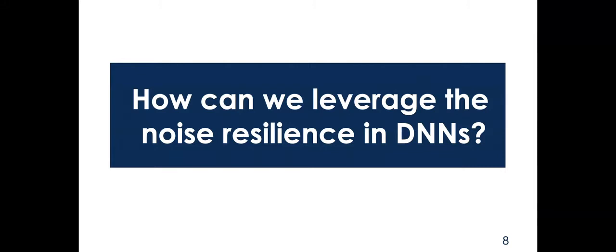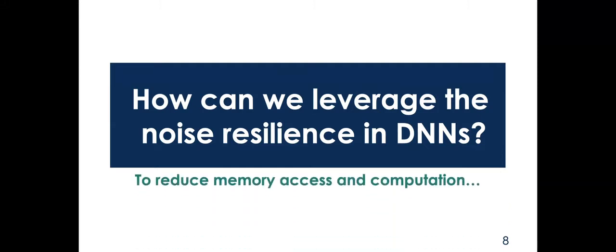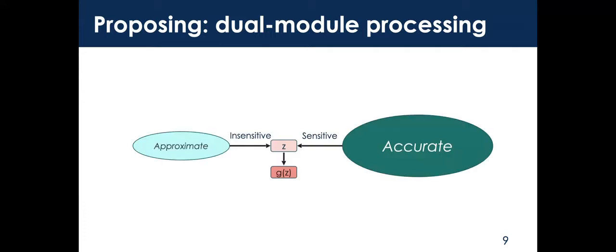So far, we have looked at the noise resilience in DNNs, but how can we leverage this noise-resilient feature to reduce memory access and computations? What we propose here is dual module processing. The intuition follows closely from what we observed. Since the insensitive activations can afford some noise, why don't we use a very lightweight approximate module to compute these insensitive results? And we only need accurate computation for the sensitive activations.